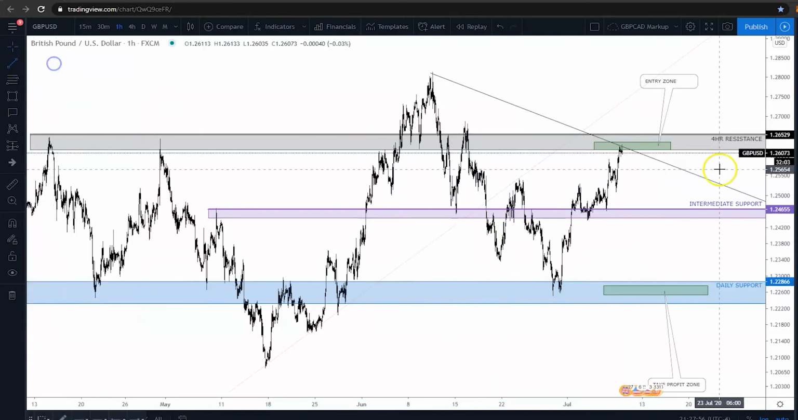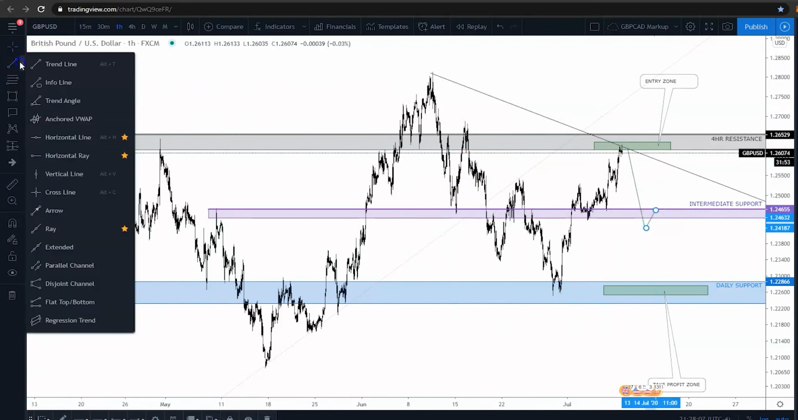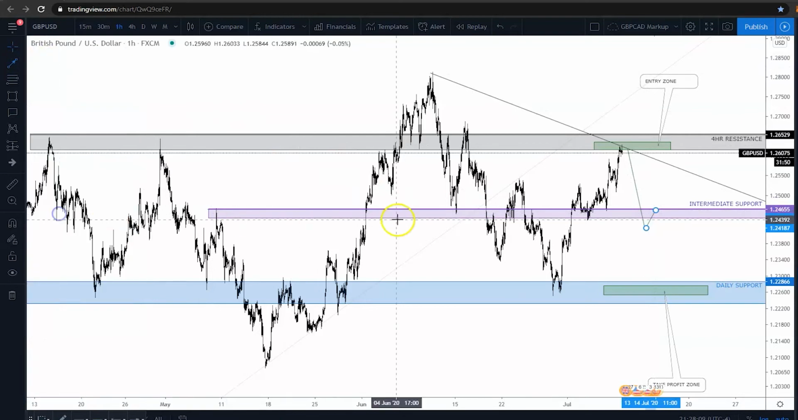So visually, I like to draw out what I think I'm going to see. Visually, I believe I'm going to see this. Now, there's going to be waves in between. It's not going to go exactly like this, but the overall move of what I anticipate to complete my analysis, that's what I'm expecting to see.